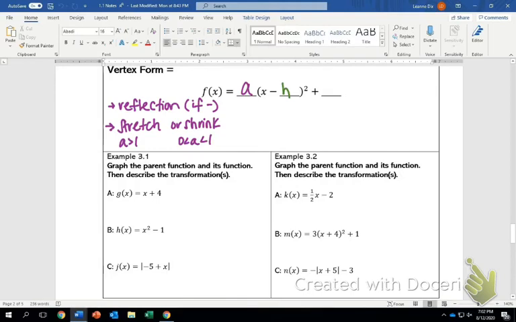The next one we have is our H, and H and K, which I'll give in a second, are going to be our translations, okay?